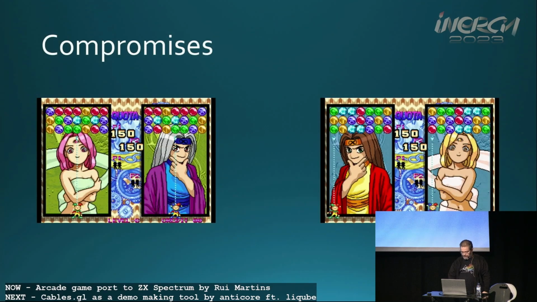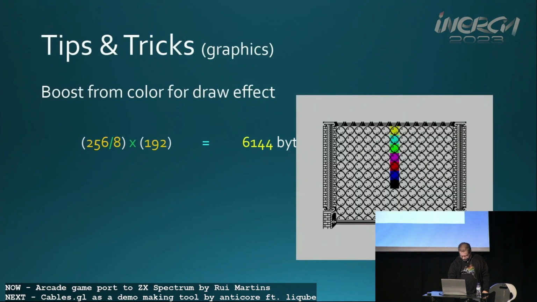So, compromises. As you can see, there are different colors when you play in the arcade, depending on whether you are on the right side or on the left side when you're playing against another player. On the Spectrum, we can't do that because we are not showing the players, although we can show the players at the beginning before we start, so we avoid the animations.